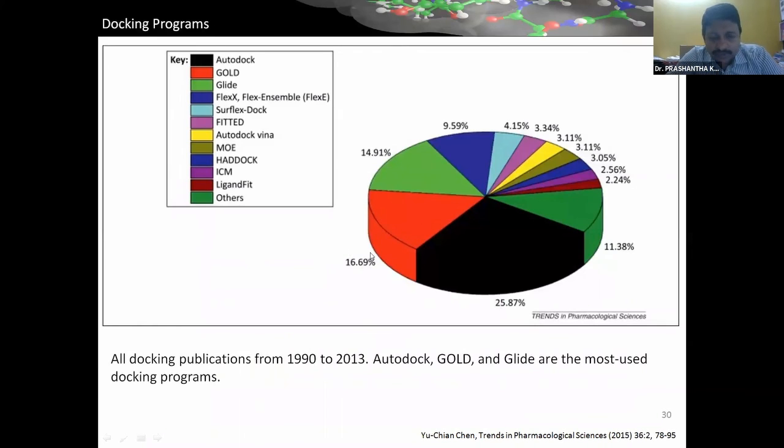Which programs are there, what are the different programs available? We have AutoDock, GOLD, Glide, FlexX, AutoDock Vina, MOE, and HADDOCK, other docking softwares. But the widely used one is again AutoDock. You can find papers even in Nature, Cell, Science, every journal and publisher, where AutoDock is being cited. So that's why it is a widely used program.